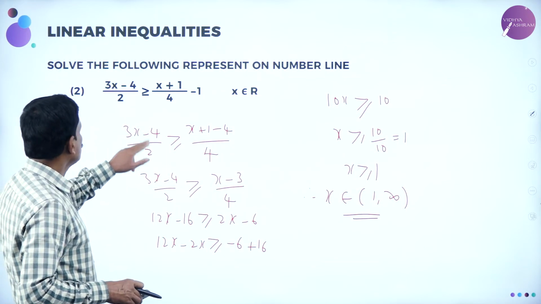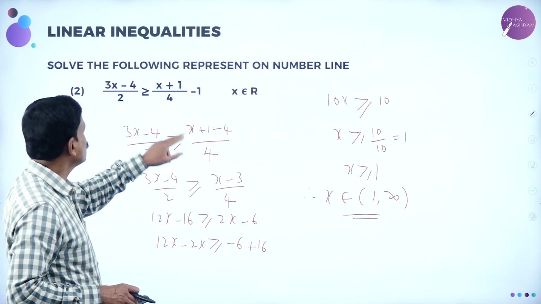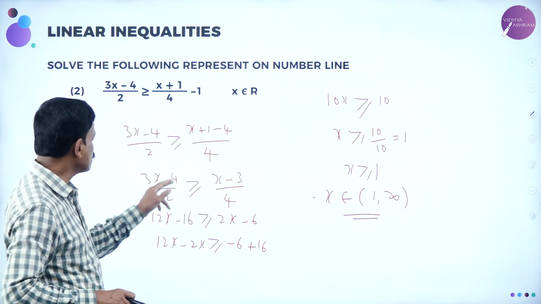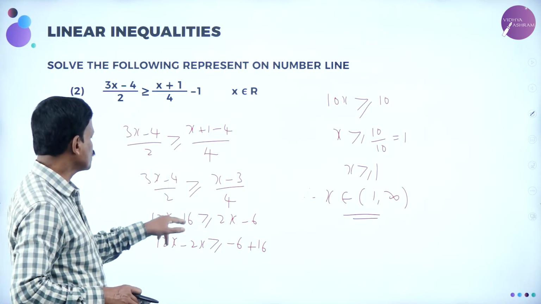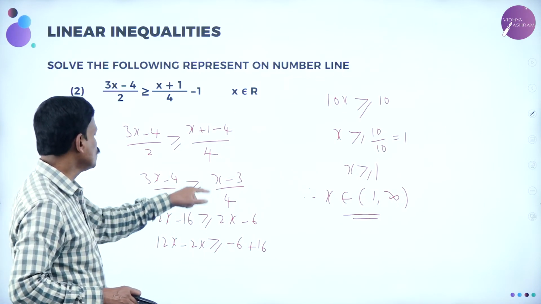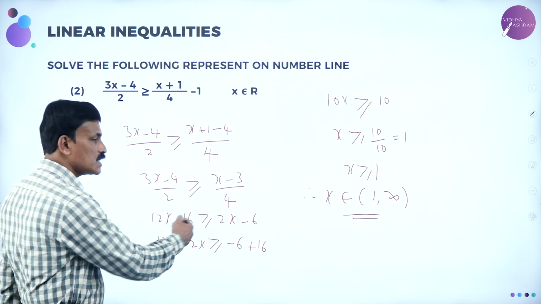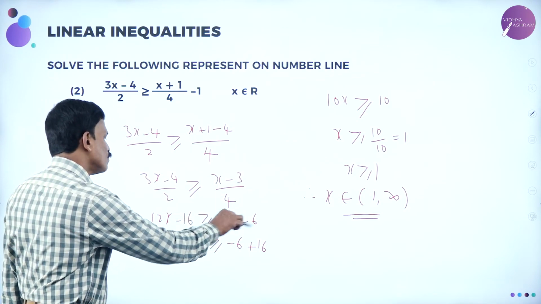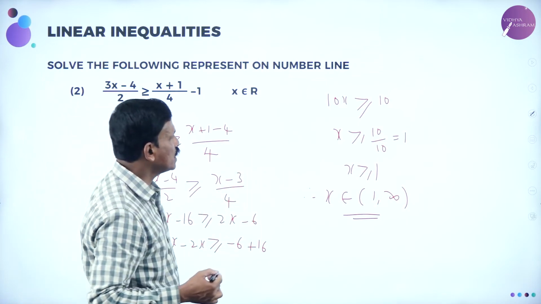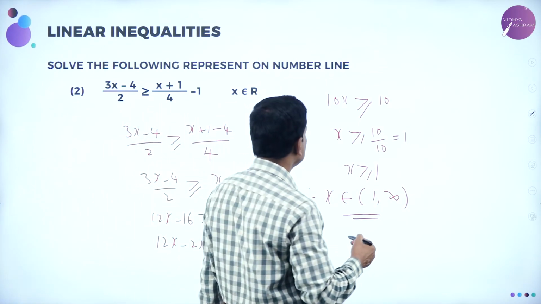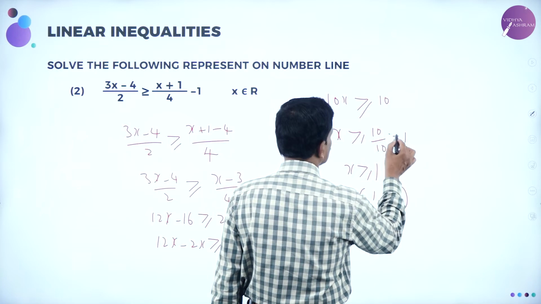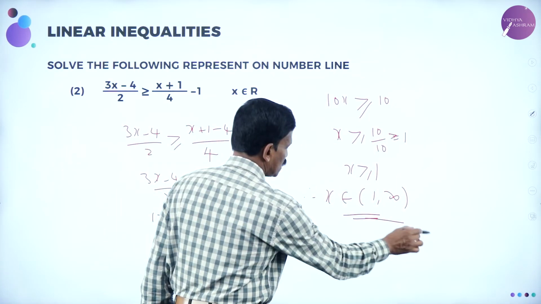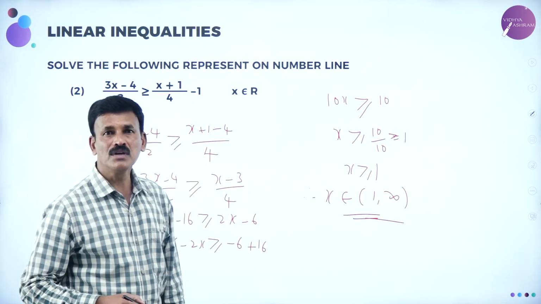So (3x − 4)/2 is greater than or equal to, take LCM, 4 is LCM, (x + 1 − 4)/4, 1 − 4 is −3 by 4, cross multiplied, 4 3s are 12x − 16, which is greater than or equal to 2x − 6. So just transfer this, very simple, 12x − 2x is 10x, which is greater than or equal to −6 + 16, that is 10. So 10x ≥ 10 means x ≥ 10/10, which is 1. So x is greater than or equal to 1 means the solution set is x belongs to [1, ∞).